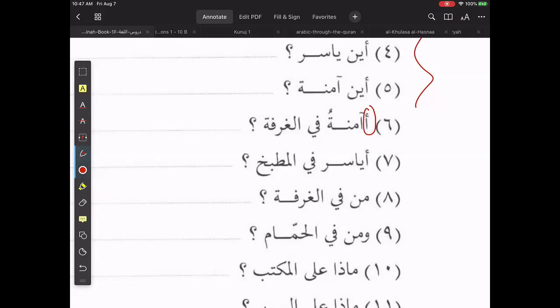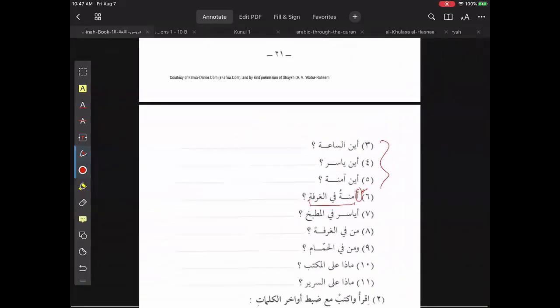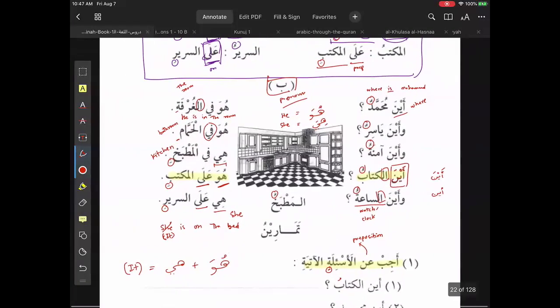So without this one, you have "Aminatu fil-ghurfa". If you remove the question, "Aminatu fil-ghurfa" means Amina is in the room. Now you bring this Hamza, and the whole statement becomes a question. First it was "she is in the room", but now the whole thing changes, right? Is she in the room? That's the question. So how do you answer? Obviously you have to go back here, and Amina says "hiya fil-matbakh", she's in the kitchen.